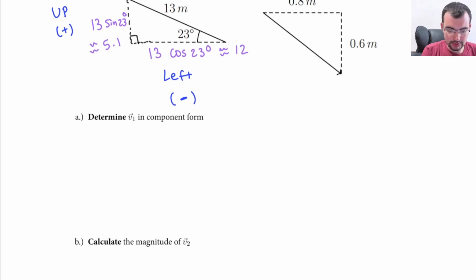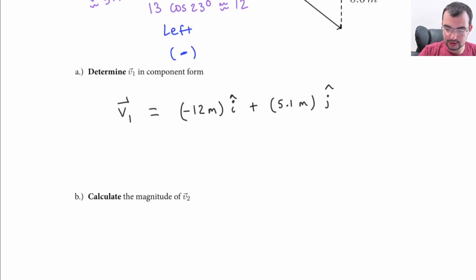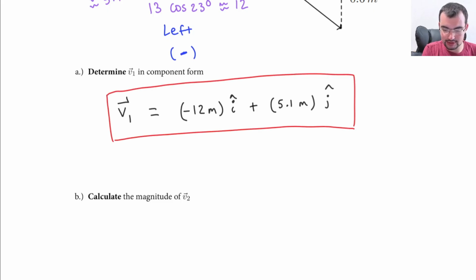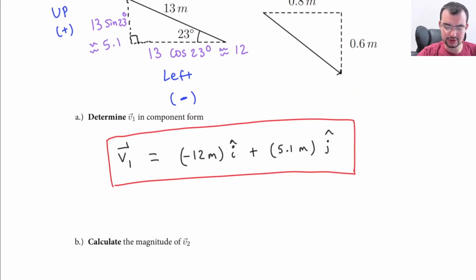So V1 in component form: the horizontal component is 12, but it's left, so negative 12. And then the vertical component is 5.1 meters, but that's positive. So this is our vector in component form. We really didn't do anything except express the vector in a different language. This represents the same thing as the angled picture, but notice it's a lot easier to plot.